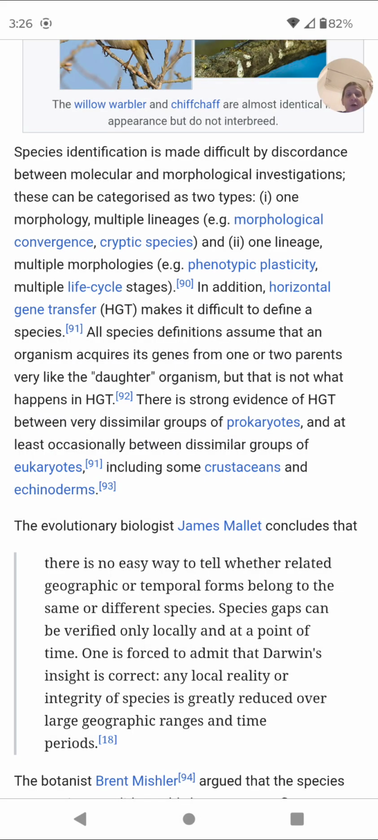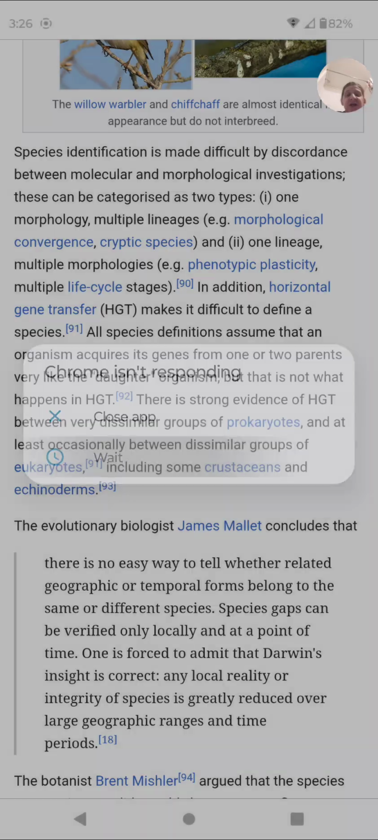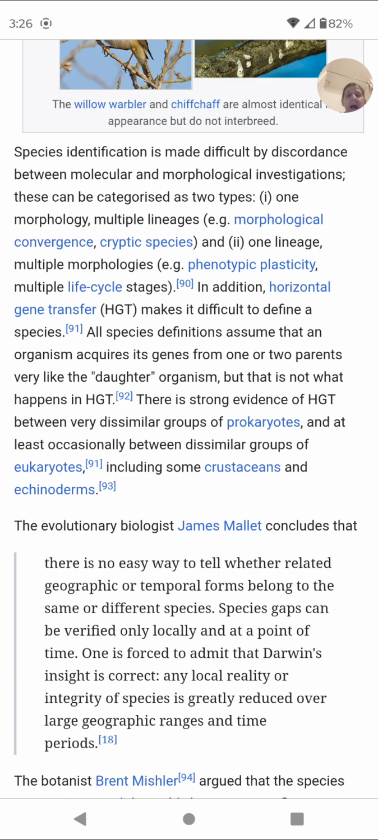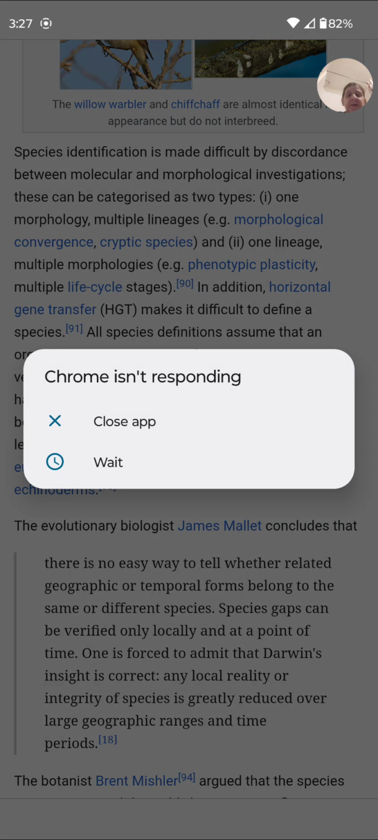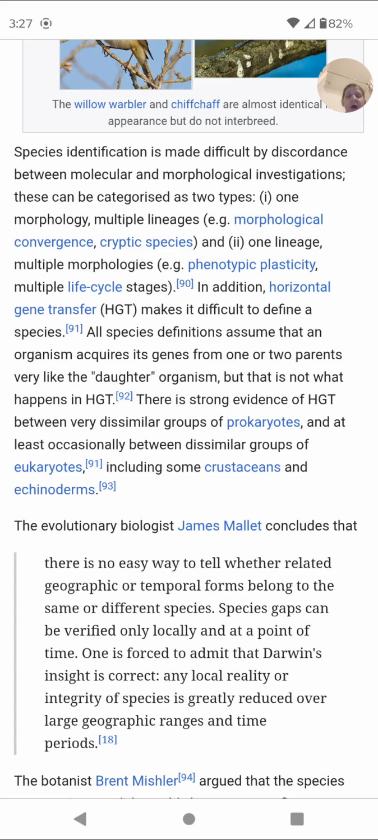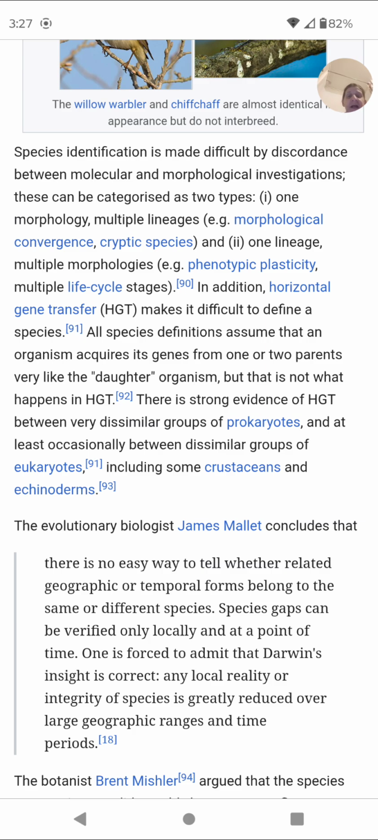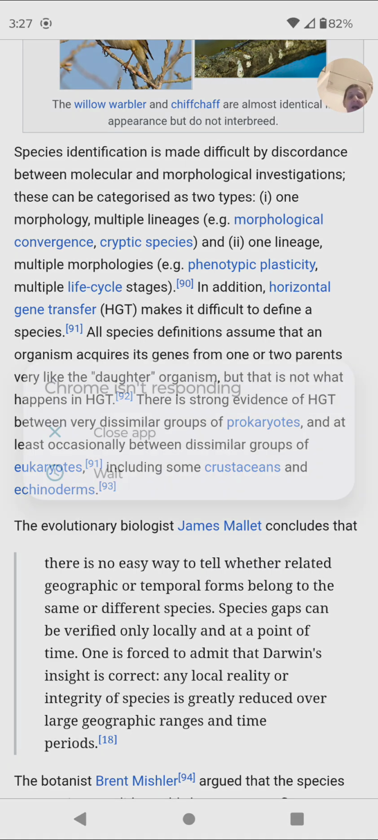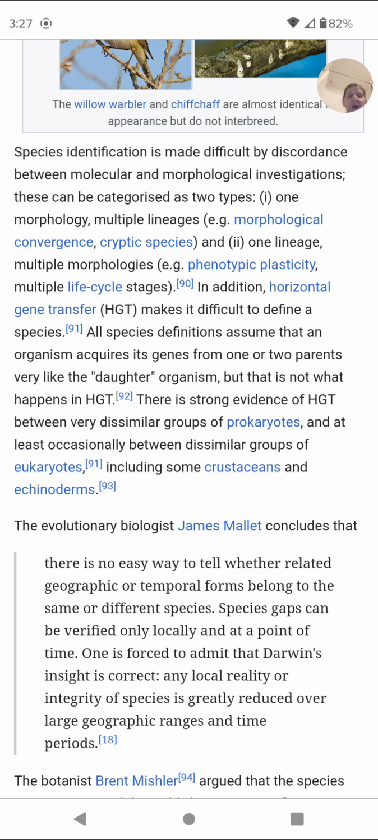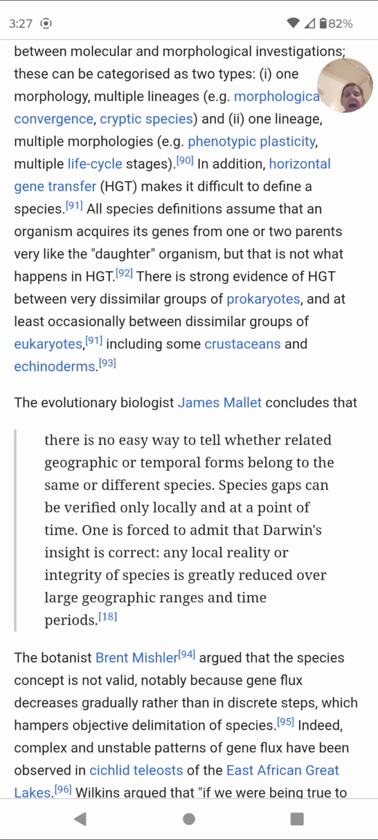In addition, horizontal gene transfer makes it difficult to define a species. All species definitions assume that an organism acquires its genes from one or two parents very like the daughter organism, but that is not what happens in HGT. There is strong evidence of HGT between very dissimilar groups of prokaryotes, and at least occasionally between dissimilar groups of eukaryotes, including some crustaceans and echinoderms.